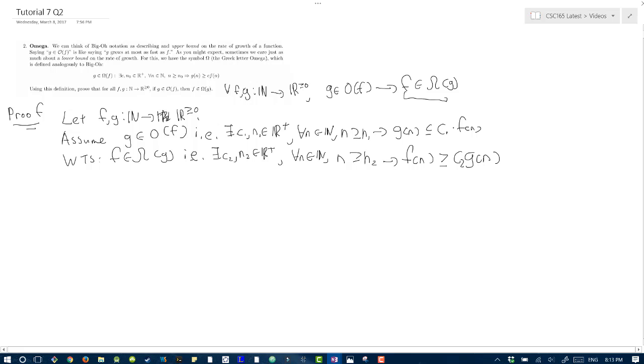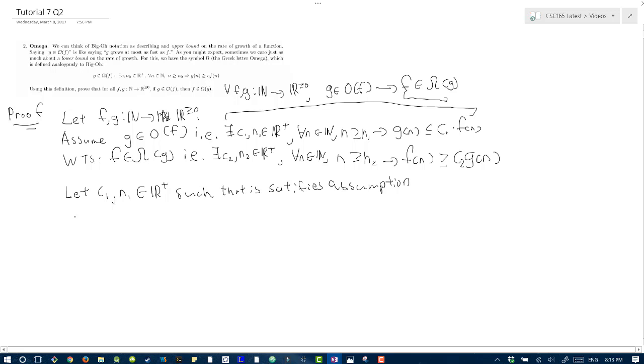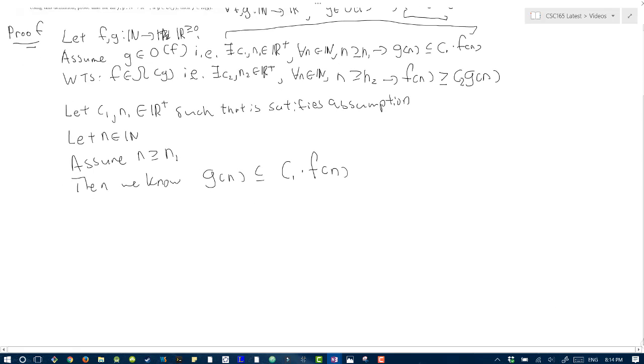Okay, then first we need to know that this statement is true by the assumption, but we don't have access to it yet. So let's just let C1 and N1 be positive real numbers such that it satisfies the assumption. Okay, and then if we let n be a natural number, assuming that n is larger than or equal to n1, then we know that g of n is smaller than or equal to C1 times f of n. Okay, that much we know.